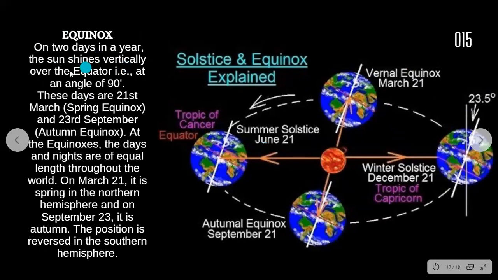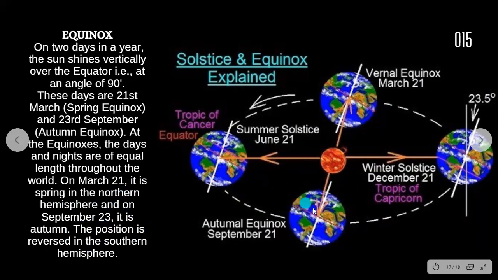Once again, on 2 days in the year, the sun shines vertically over the equator at an angle of 90 degrees. These days are 21st March, the spring equinox, and 23rd September, known as the autumn equinox. You have autumn in the northern hemisphere during this time. During the equinoxes, the days and nights are of equal length throughout the world. On March 21, it is spring in the northern hemisphere, and on September 23rd, it is autumn. And the positions are reversed for the southern hemisphere.